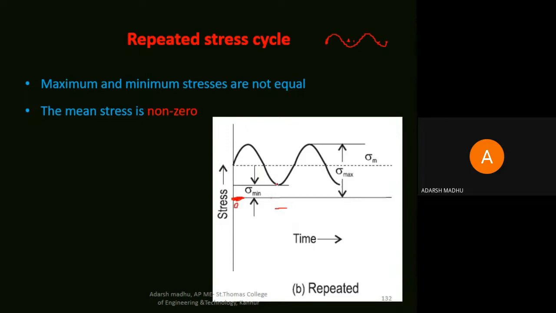Above this, positive values are above the x-axis and negative values are below the x-axis. We can see here the curve fluctuates on the positive side only. It is not coming under the negative axis, so it is not about the mean position like the other fluctuating curve. You can see that the curve is fluctuating in a repetitive stress cycle in the region above the x-axis.